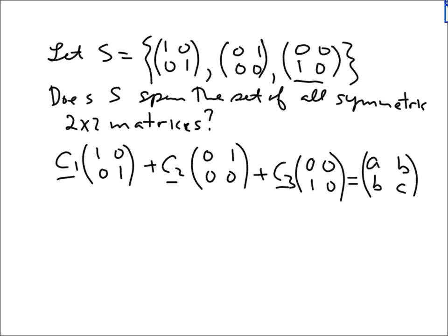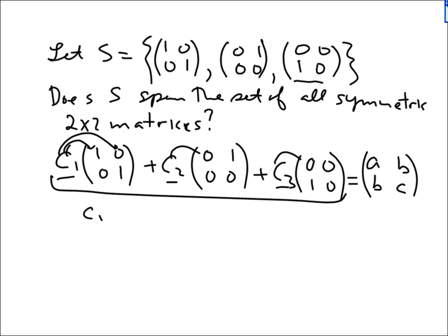Well, let's look at the 1, 1 position for the left side. You're going to have C1 times 1, which is C1. And you're going to add 0 and then another 0. It's just C1. And then you're going to have C1 times 0, which is 0. C2 times 1, which is C2. And then another 0. Oops, this is C2. 0 plus C2 plus 0 is C2.